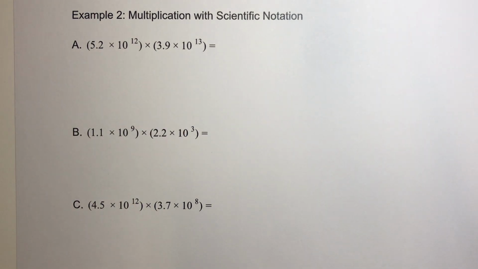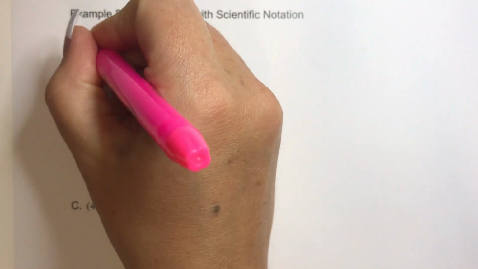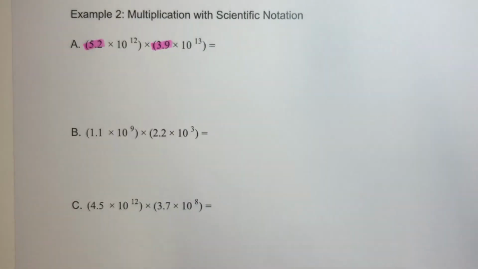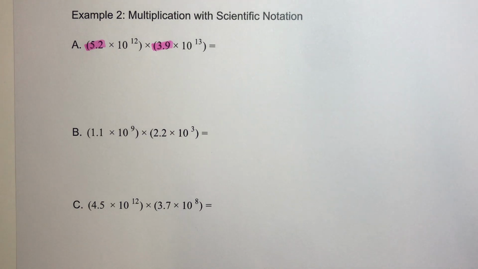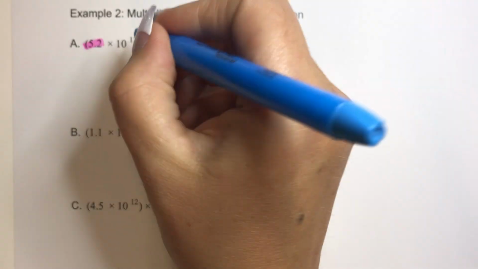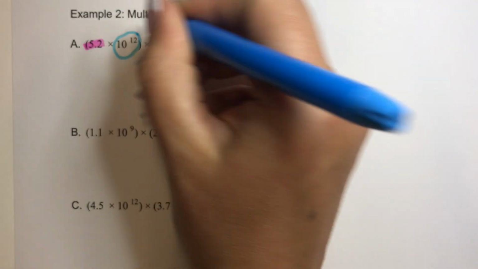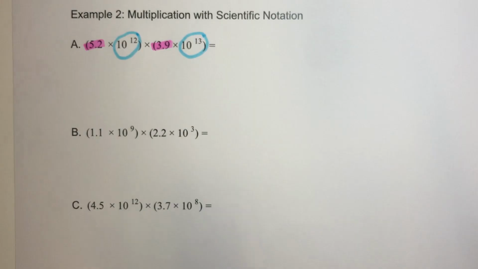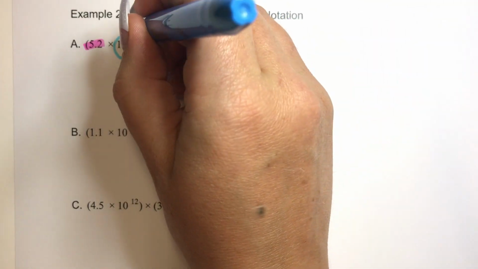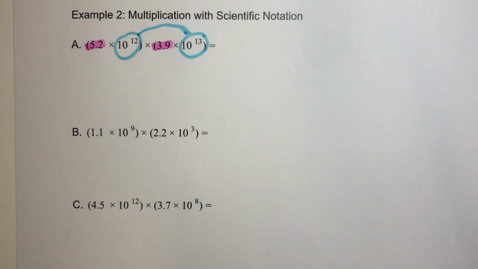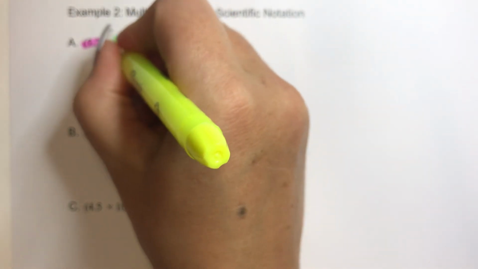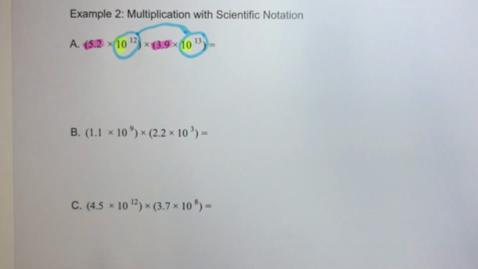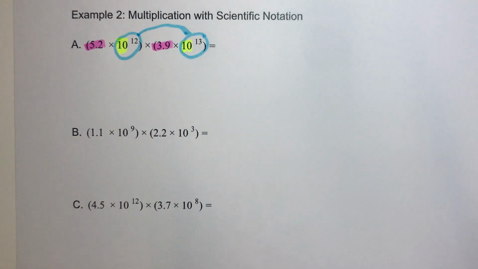So the first thing I'm going to do is multiply 5.2 times 3.9. I'm going to group those two things together, and then I'm also going to multiply these because they have the same base. When we multiply those together and they have the same base, do you remember what rule that was? That was called the product rule, and we just add those exponents. So let's first multiply these numbers. I'm going to do that off to the side.